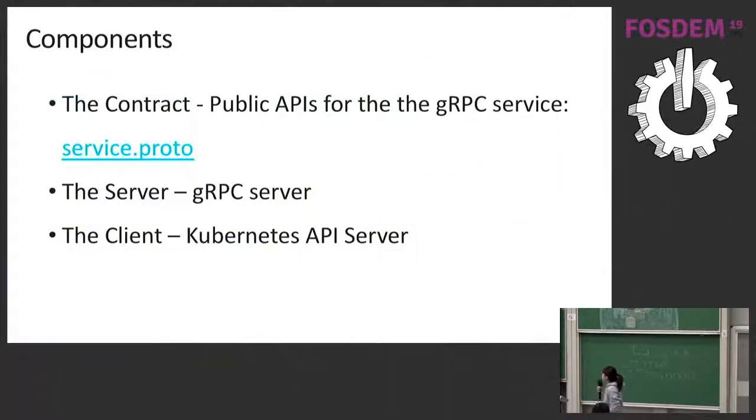All right, so here are some of the components. As I mentioned earlier, you have the contract, which defines what methods, what APIs you want to offer, and that's defined in this proto file. And then you have the server application, which acts as the gRPC server, and then the client code, which in this case is actually the Kubernetes API server.